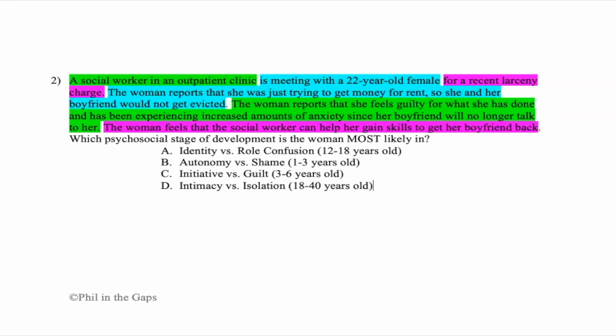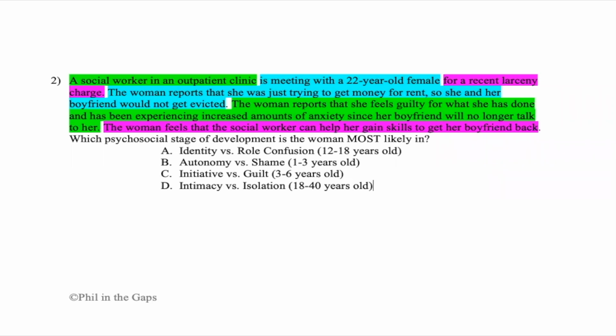So, quick review. Social worker, outpatient clinic. That's where we're at. 22-year-old female. That's our client for a recent larceny charge. She was stealing. One reports that she's been trying to get money for rent so she and her boyfriend would not get evicted. She's like, you know what? We need to stay in this place. One reports that she feels guilty for what she's done, and she's been experiencing increased amounts of anxiety since her boyfriend will no longer talk to her.